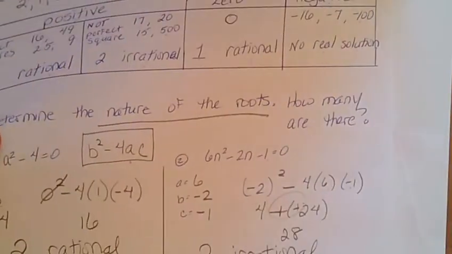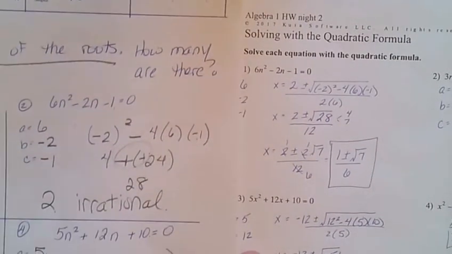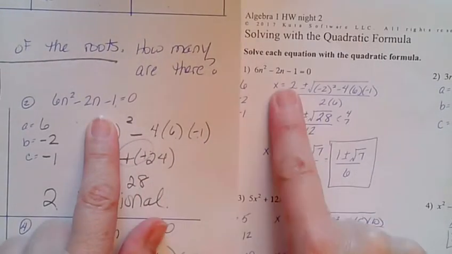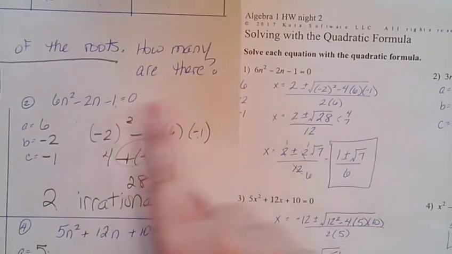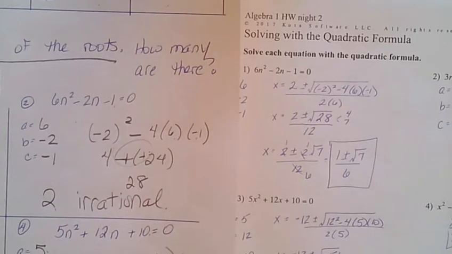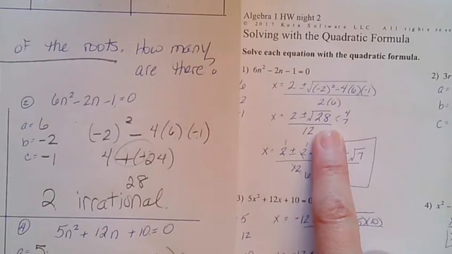The second example that you did was this 6n squared. That was number 1 on the worksheet. So let's compare these. So this is the same exact thing. We found the discriminant. We said that it was 28. So we have 28 over here also.